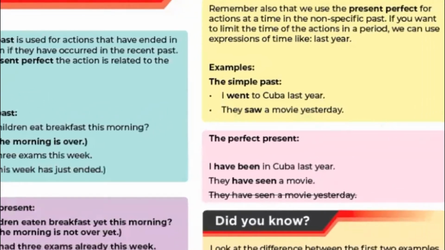Remember also that we use the present perfect for actions at a time in the non-specific past. If you want to limit the time of the actions in a period, we can use expressions of time like last year. Examples, the simple past: I went to Cuba last year. I went to Cuba last year. They saw a movie yesterday.